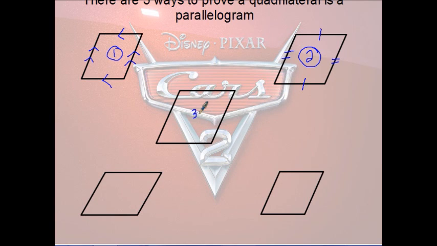For our third way, if we know one set of opposite sides is both parallel and congruent, so it has both tick marks on it, we knew it was a parallelogram. Our fourth way: if we knew that the diagonals bisected each other, we knew it was a parallelogram. And last but not least, if both pairs of opposite angles are congruent, we knew that it was a parallelogram.